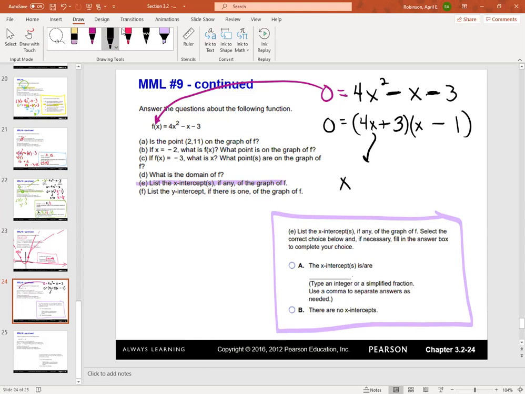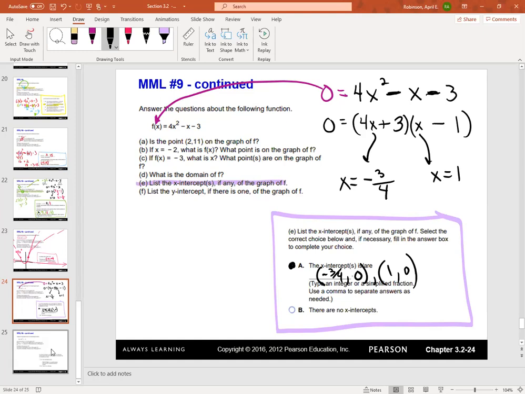So this one is going to be subtract 3 divided by 4, and this one is just add over the 1. So my x-intercepts are -3/4, comma, y is 0, comma, 1, 0. So that's that one.